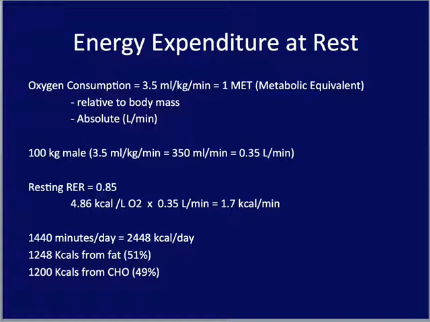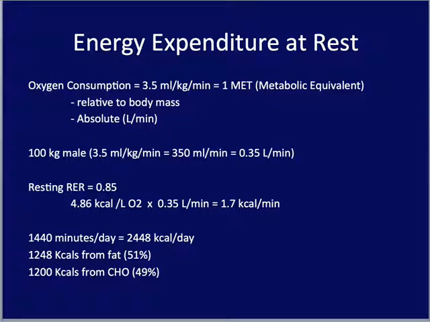So if we want to get it into absolute, we can multiply by 100. So 3.5 times 100 equals 350 milliliters per minute. And then if we want to get it into liters per minute, which is normally the units that we use for absolute, we simply divide by 1,000 and we get 0.35 liters per minute.